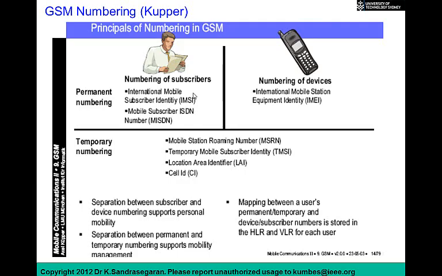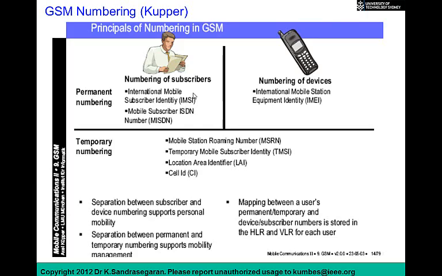Then we have the numbers associated with the device. Each mobile communication device has a number called the IMEI, International Mobile Equipment Identity, and this is a number that identifies a particular handset. Information related to the IMEI is stored in the EIR, and it can be used to block a particular device from being used on a network. Information about the subscribers, such as the IMSI, MSISDN, and all those are stored in the SIM card.